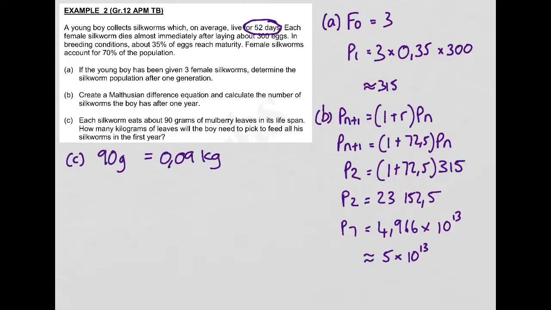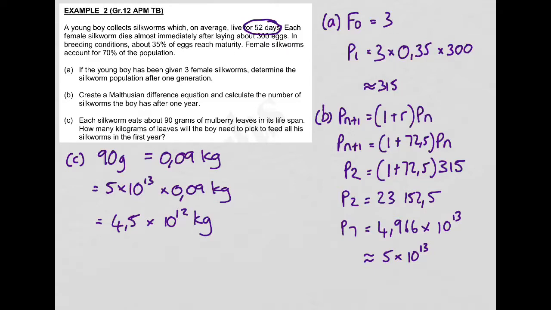Right, and so, because we've worked out in the previous question that by population 7 there will have been 5 times 10 to the power of 13 silkworms, we need to say that this is 5 times 10 to the power of 13 times 0,09 kilograms, and that gives us a total of 4.5 times 10 to the power of 12 kilograms using the calculator.